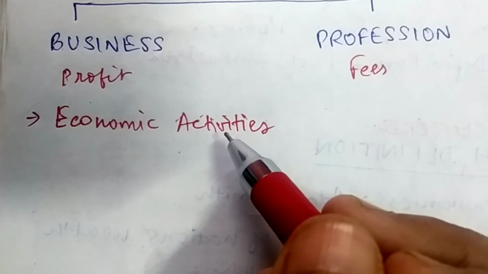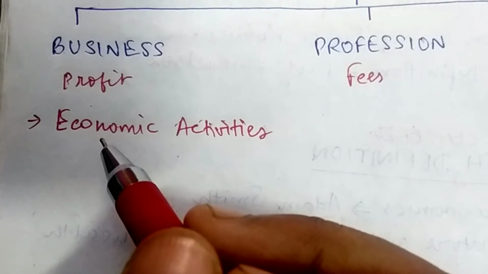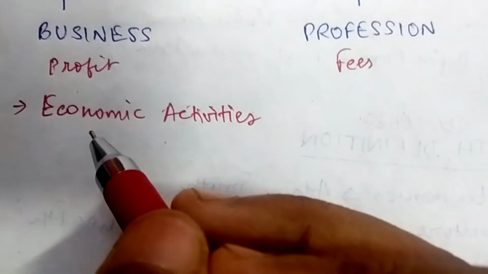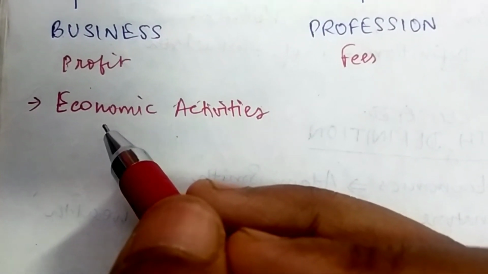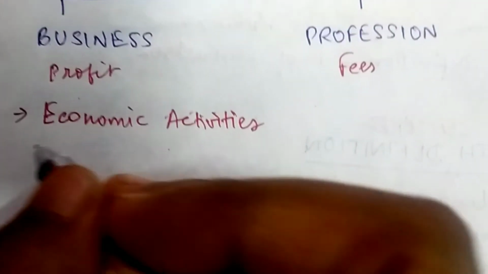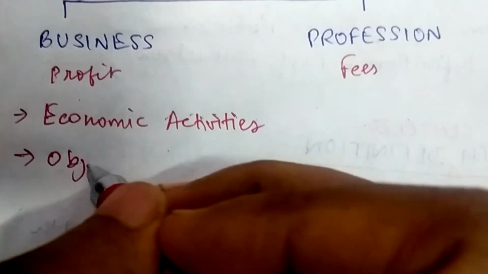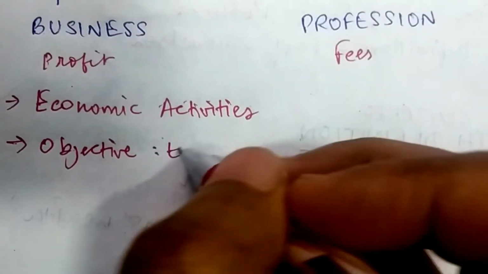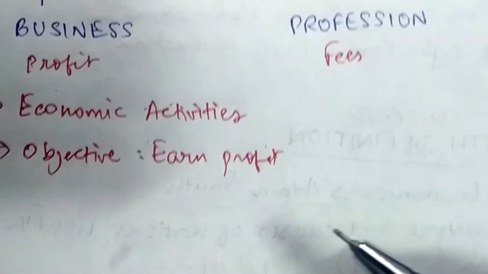We are not doing business for social service. We are doing business to earn money. And what we are doing in business, we are producing certain goods or services, and then we are selling them. We are exchanging those goods and services for money. And what is our objective? Our objective of doing business is to earn profit. Very good.